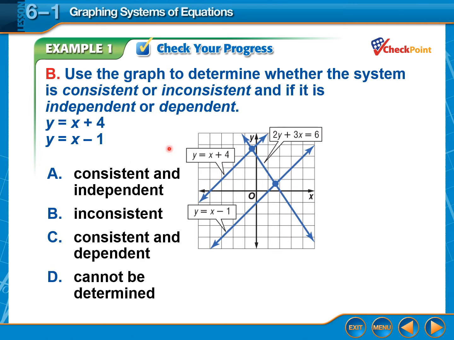All right, so using the same graph, let's try another one. This time we're looking at the two equations, y equals x plus 4, which is this line here, and y equals x minus 1, which is this line over here. So looking at just those two lines, what type of system do they form? Consistent and independent, inconsistent, consistent and dependent, or it cannot be determined.